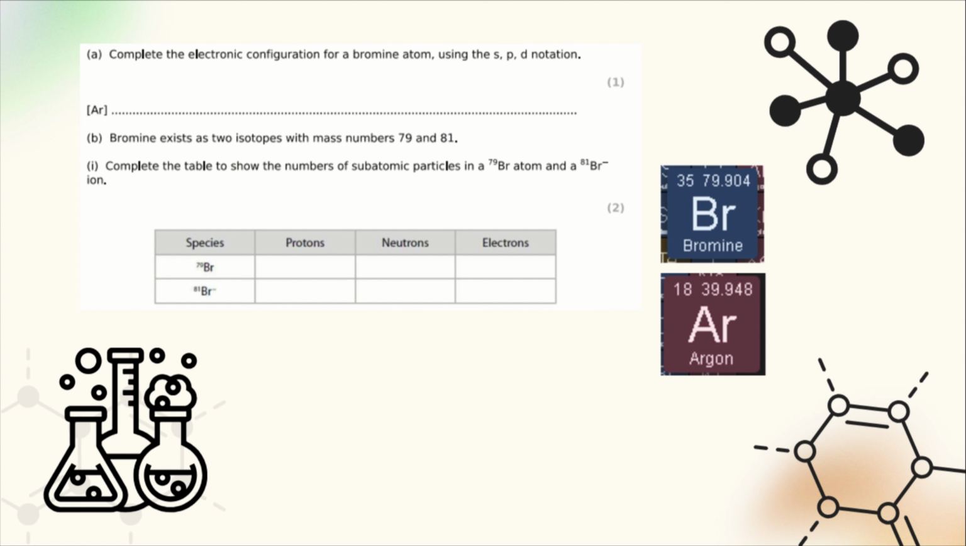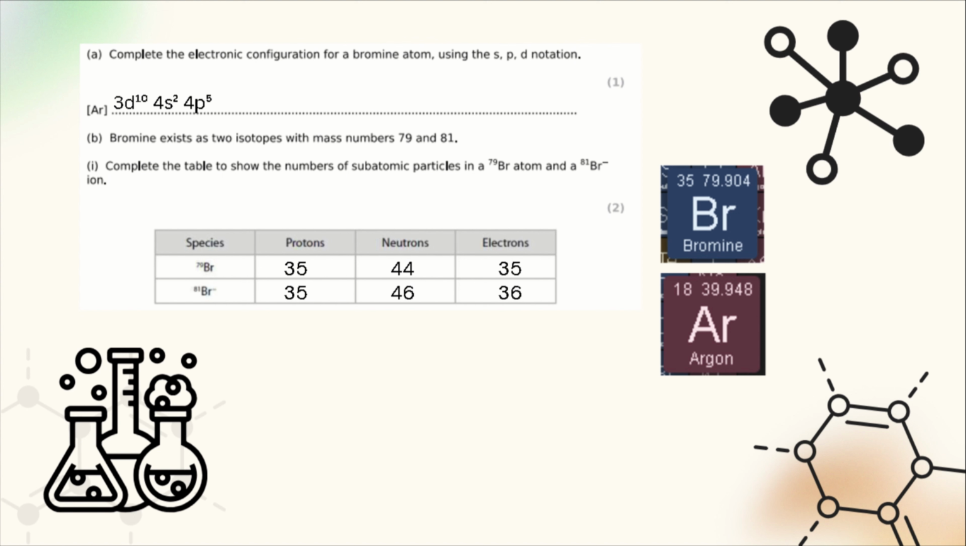Bromine exists as 2 isotopes with mass numbers 79 and 81. Complete the table to show the number of subatomic particles in a 79 bromine atom and an 81 bromine ion. So for the electronic configuration, after argon we have 3d10, 4s2 and 4p5. For protons, the number of protons remains the same, 35, 35. For the neutrons, for 79 bromine, we subtract 35. 79 minus 35, we have 44. Electrons are the same as proton number, so 35.